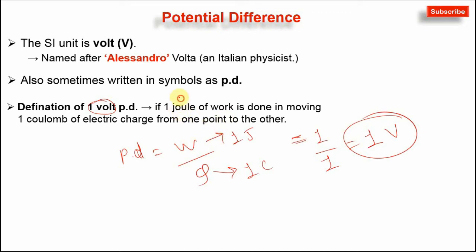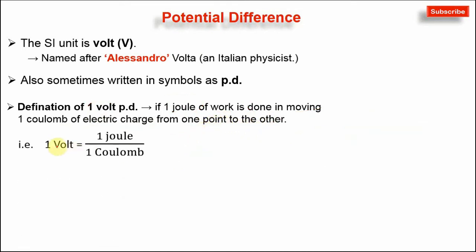If 1 joule of work is to be done in moving 1 coulomb of electric charge from one point to another point, then we can again rewrite this statement in the form of a ratio. Therefore 1 volt is equal to 1 joule upon 1 coulomb, and this ratio comes from the formula V is equal to W upon Q.